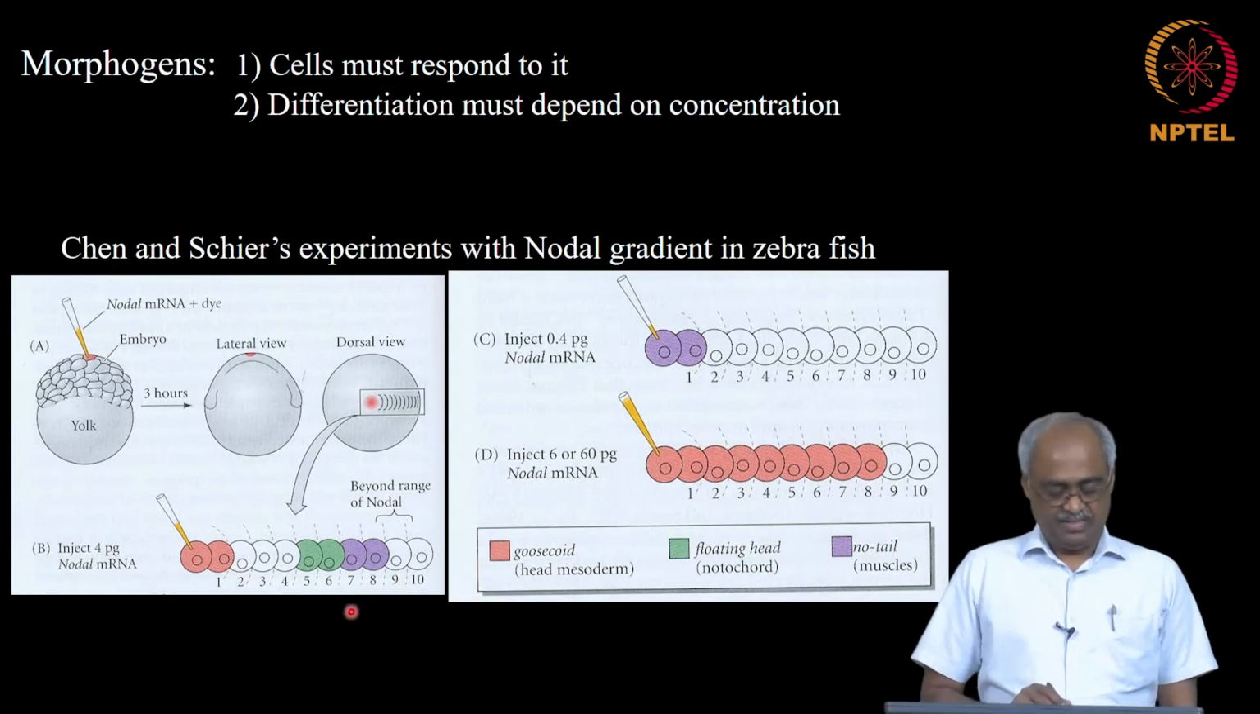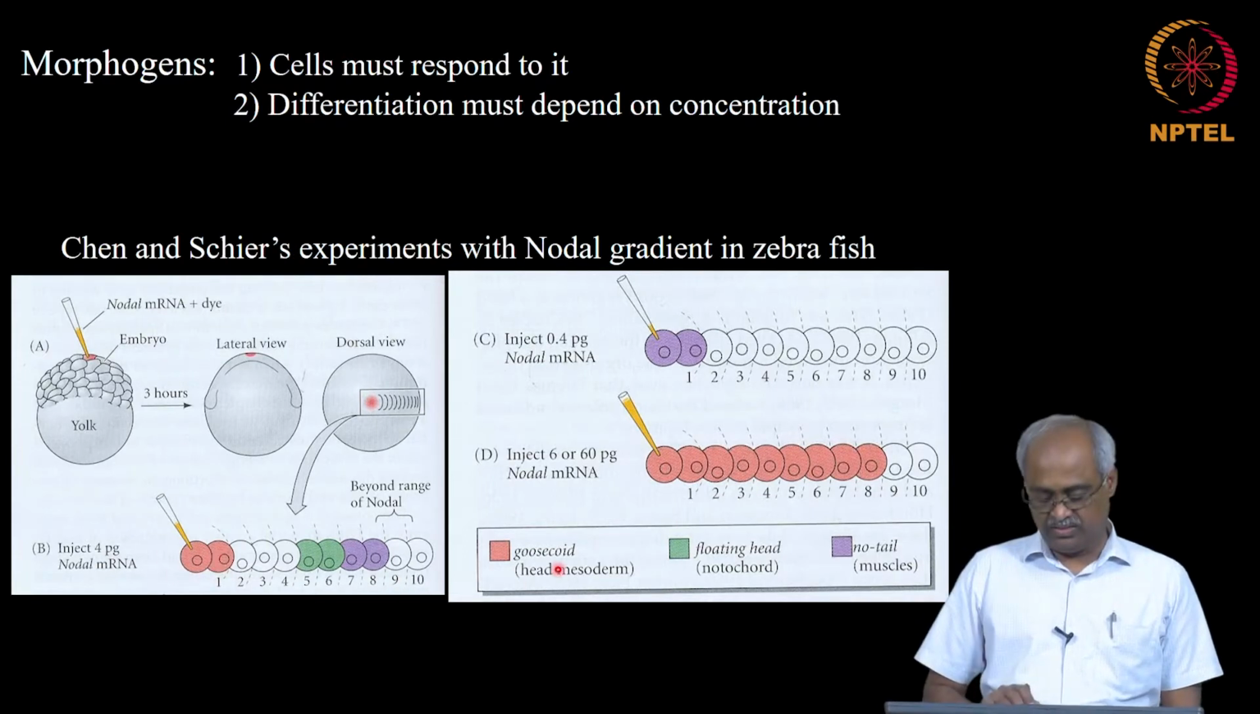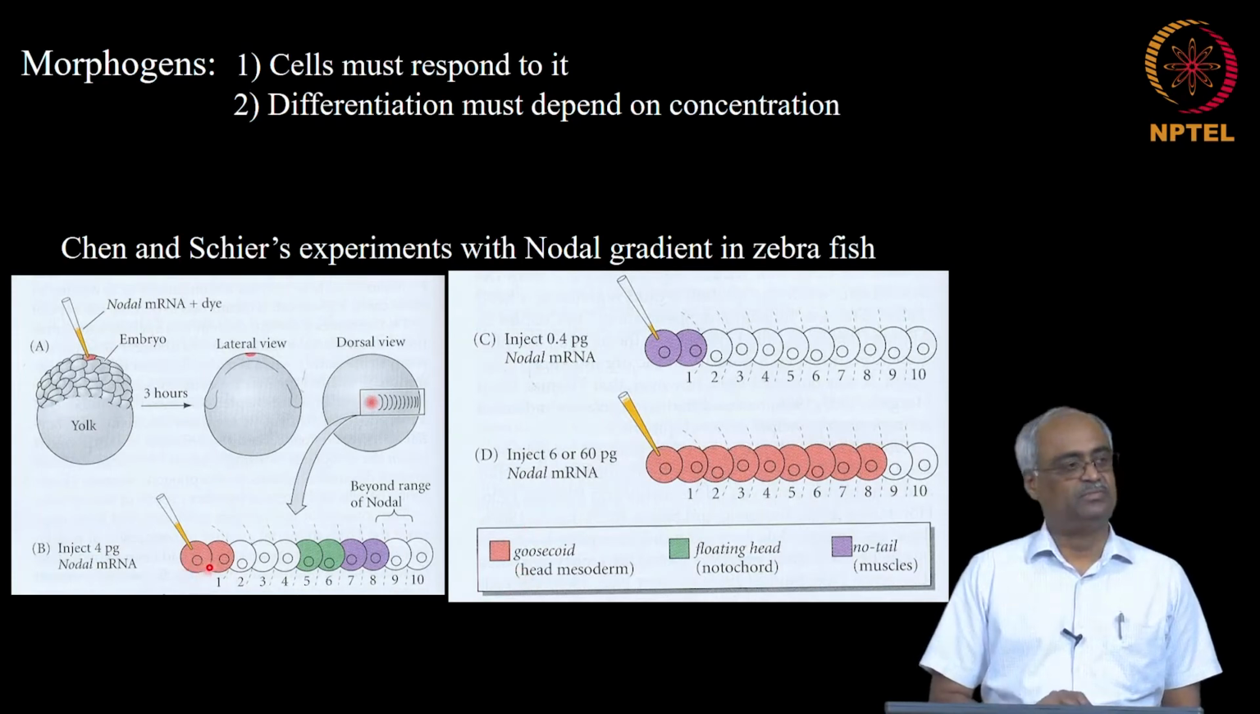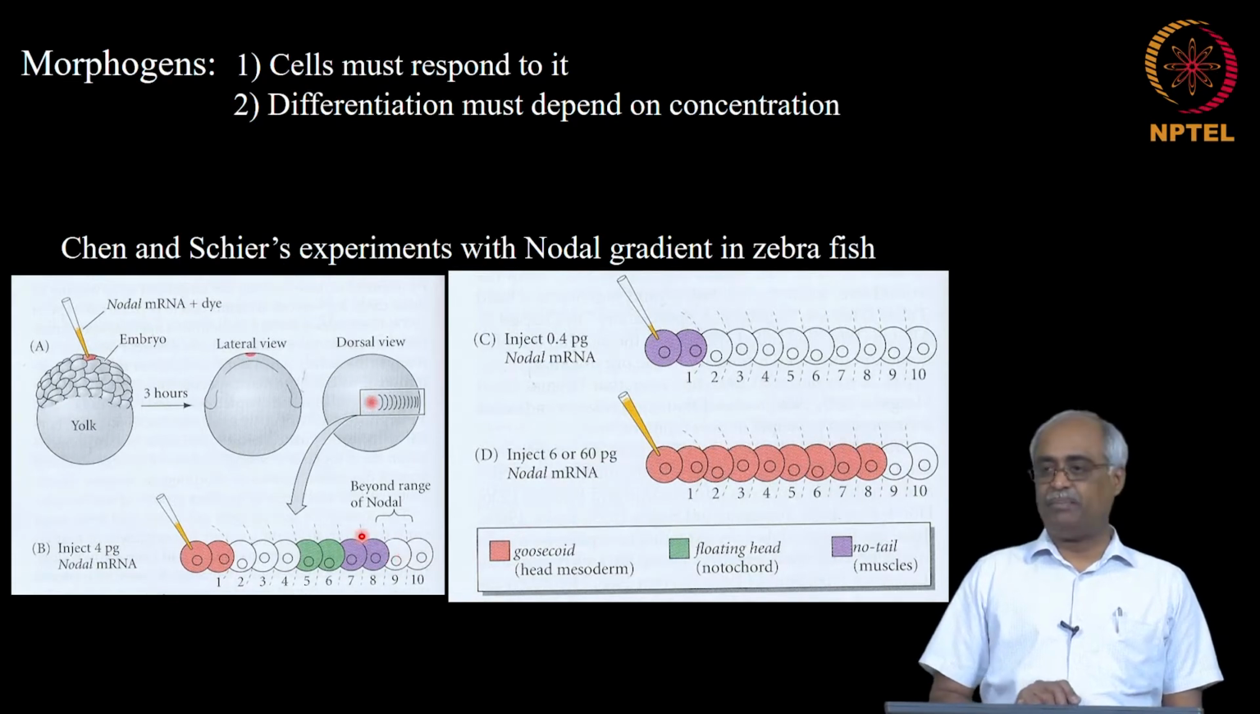All right. So, the one that receives the highest concentration is going to express goosecoid, and that is going to make the head mesoderm. So, if these cells you swap them, then accordingly based on the nodal concentration their fates are going to be swapped as well.